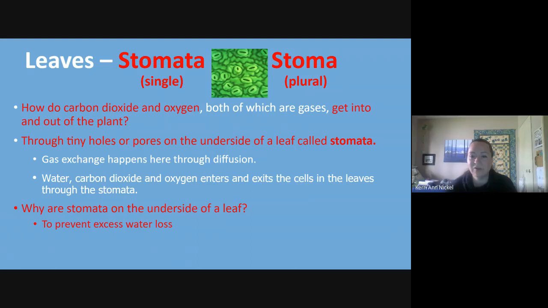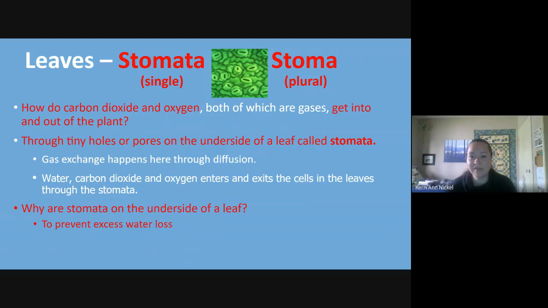So if the openings were on the top side of the leaf, then it's kind of like being in the sun and being in the shade. You guys know that it's a lot hotter if you're standing in the sun compared to standing underneath a tree, right, when you're in the shade. So the top part of the leaf that has lots and lots of sun exposure gets much, much hotter. And so if the openings were on the top of the leaf, more water would be evaporated through those openings.